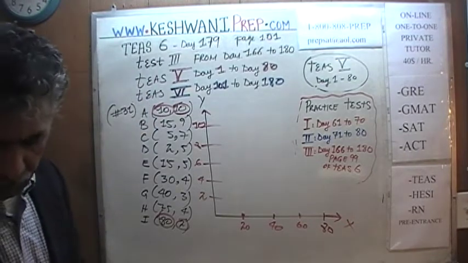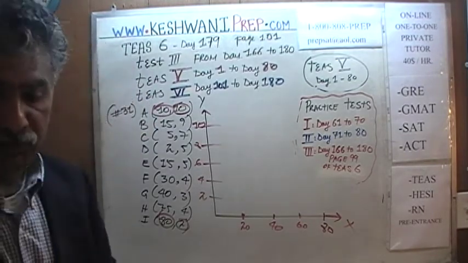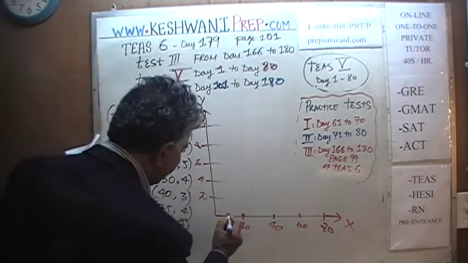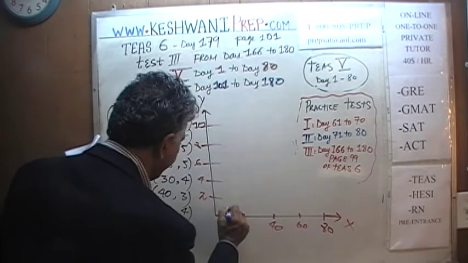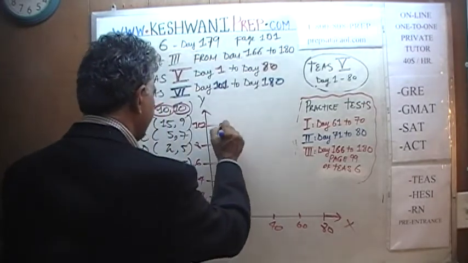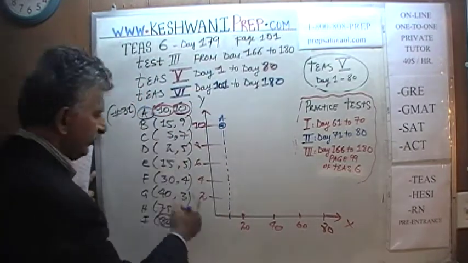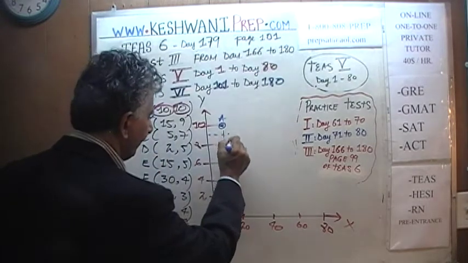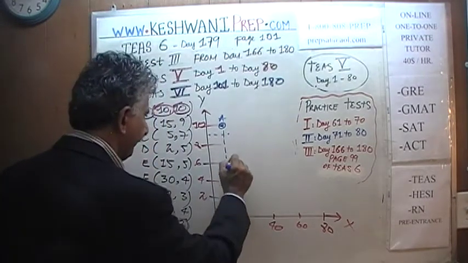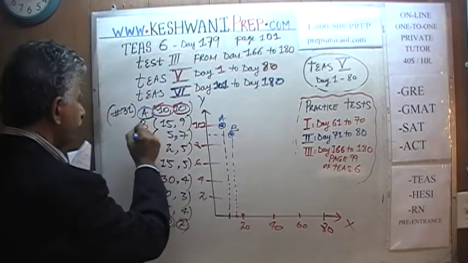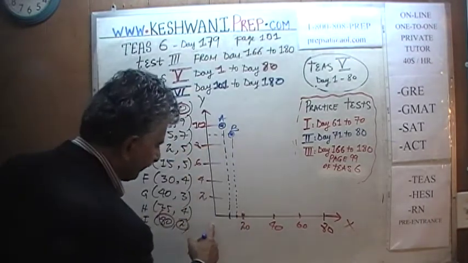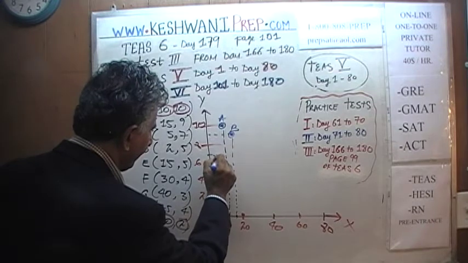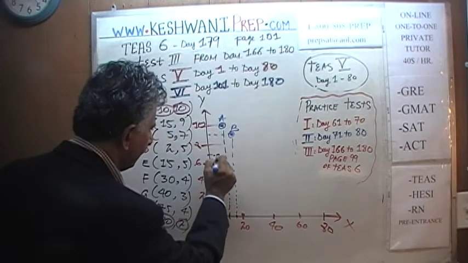And after we have them, we're going to see which of the four statements actually makes sense based on these observations. 10-10: this is 20, so this is 10 right here. This is our point A. Point B is 15-9. If this is 10 and this is 20, 15 is here, and 9 is here. This is our point B. C is 5-7. If this is 10, this is 5, and 7 is going to be way up here. This is our point C.